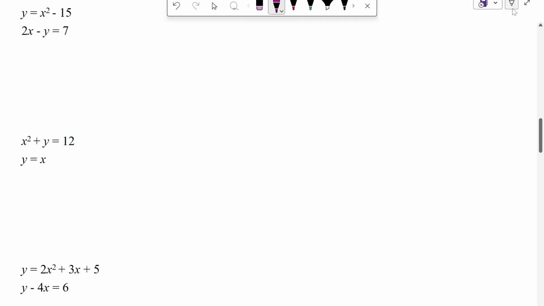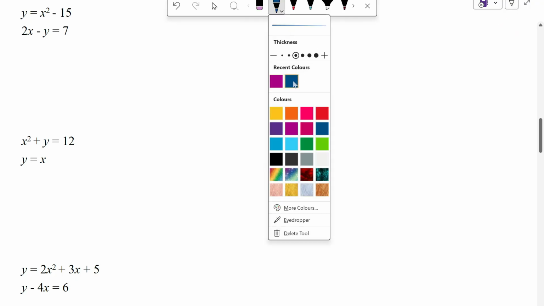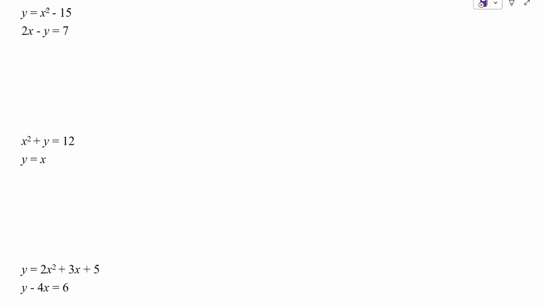Okay, moving on to some practice questions now. So we've got one equation which is quadratic and the second one which is linear. So the first step is to rearrange this to make either x or y the subject. I think making y the subject would be easier. So 2x minus 7 equals y. Now what we're going to do is we're going to take this and substitute it into this top quadratic equation.